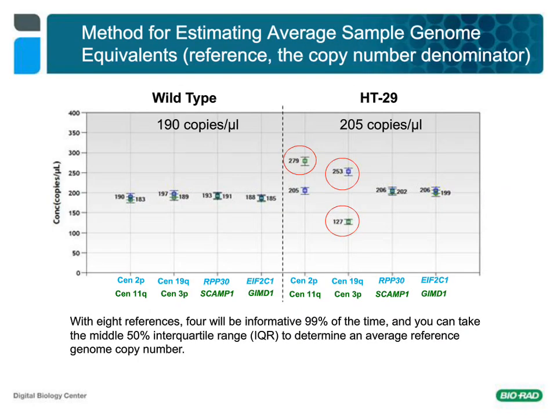For a blind approach, we asked our bioinformatics group to figure out a method to determine the average genome equivalence of a sample, or a baseline reference number. They determined that with 8 references, at least 4 will be informative 99% of the time. By tossing out the outliers and keeping the middle 50% interquartile range, you can establish a good reference number for your target of interest.